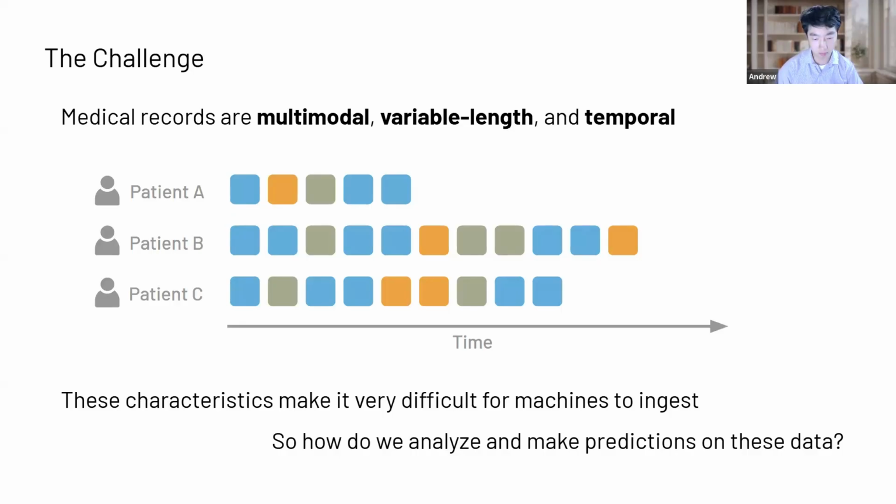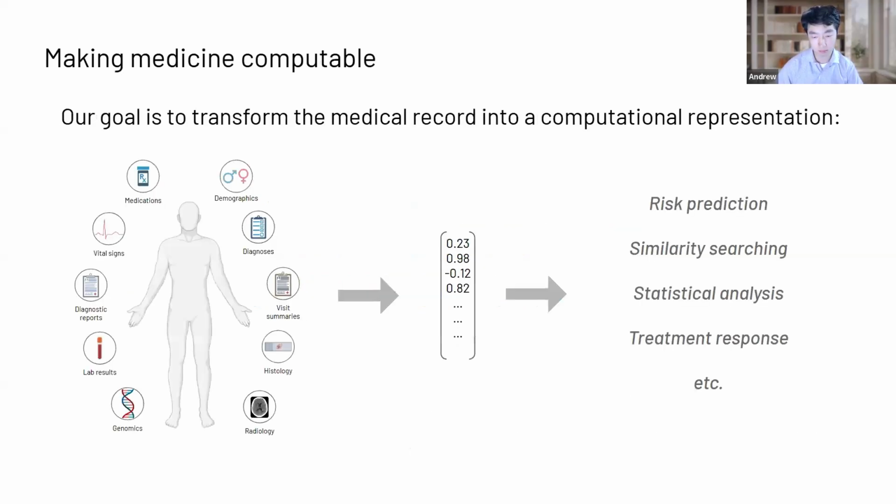But when you're trying to capture a whole EHR sequence, that sequence length is variable across patients. And furthermore, you have this time axis of each event being associated with a particular time. So how do we analyze and make predictions on these?